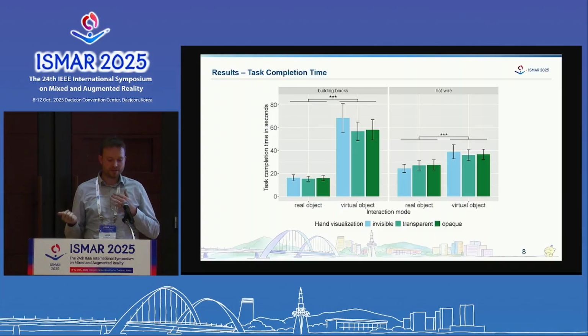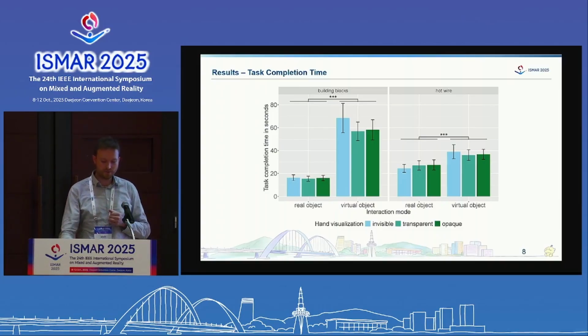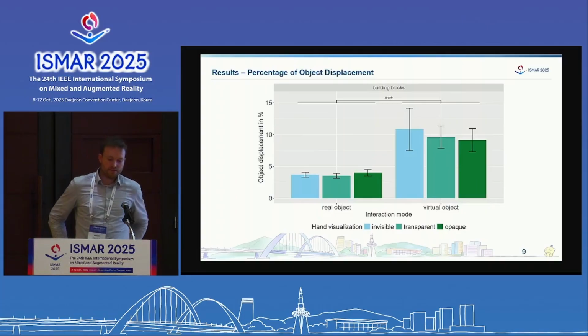But there were no other significant interaction effects, just a tendency basically for the building blocks task where the invisible hand took longer than the transparent or opaque one. Looking at the percentage of object displacement, we see a similar thing again. This is now just for the building block task. Again, just a significant difference between the real and the virtual objects.